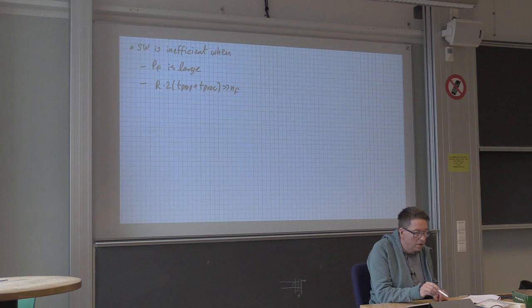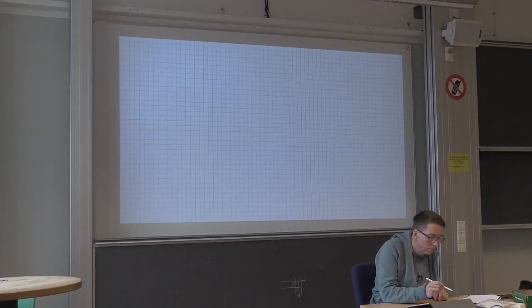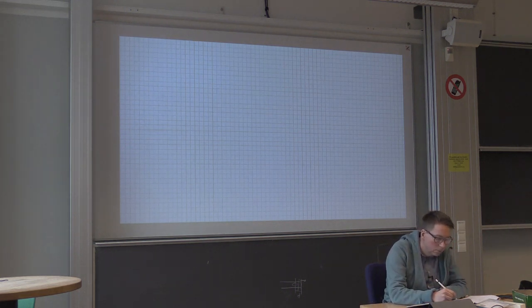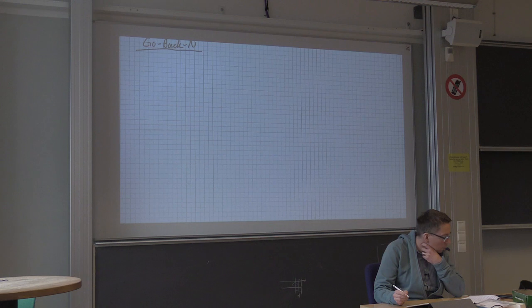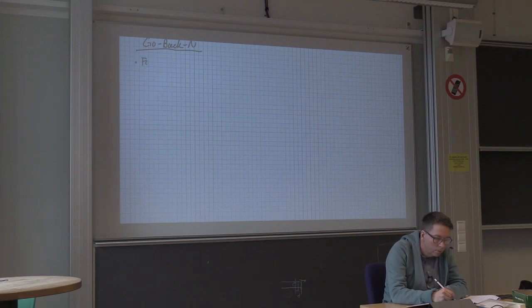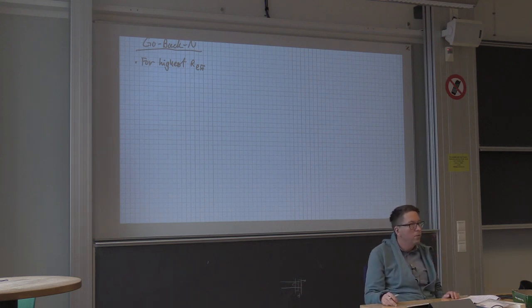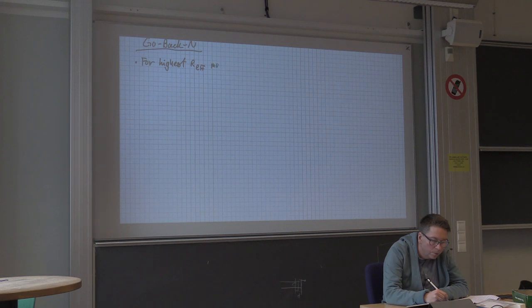Okay, so we know that stop and wait is inefficient like this. So let's go and talk about go back N. So for highest efficiency or effective rate, what we want to do is to make sure that if the channel is idle and we have data to transmit, we do transmit. Okay, so we make the send window large.